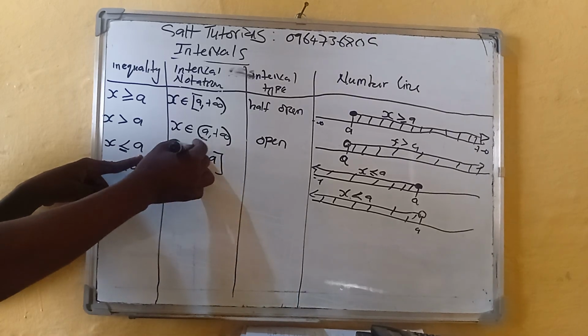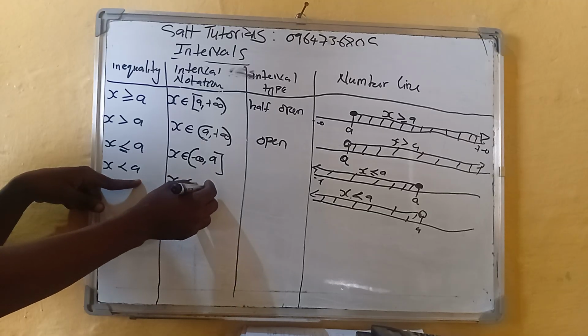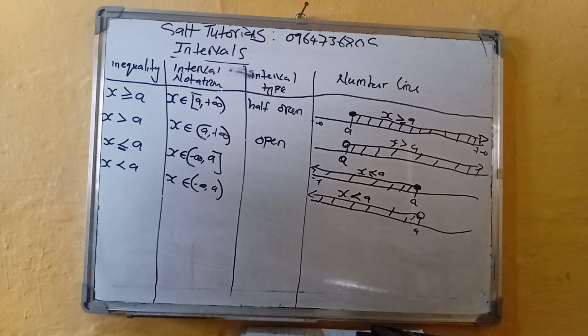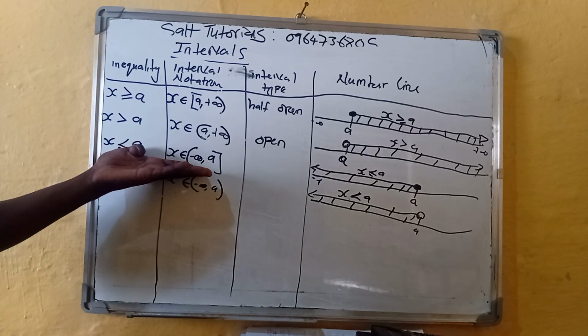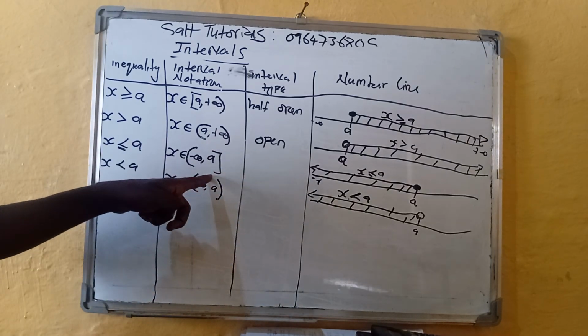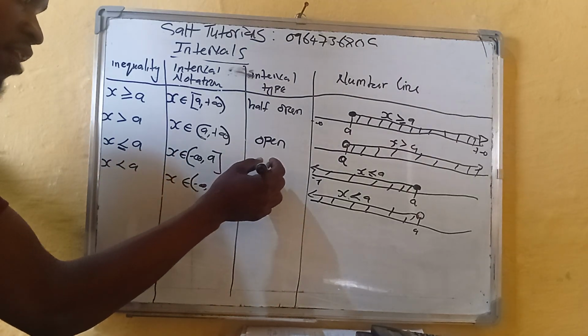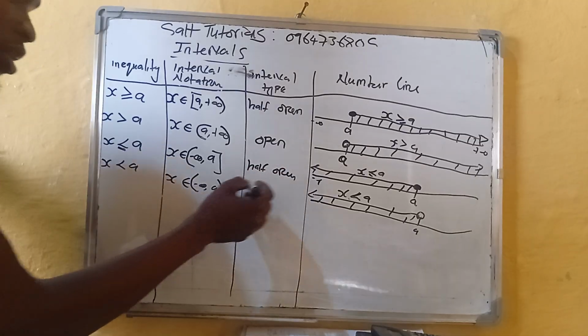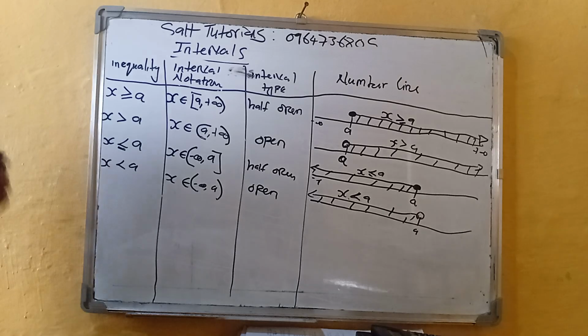This is closed and this is open. This one will be x, member of negative infinity, comma, a. This is open and this is open. So we can now have this as what type of interval? It is closed on one side and open on the other side. It means it's also called a what? A half open. This one is all completely what? Open interval.